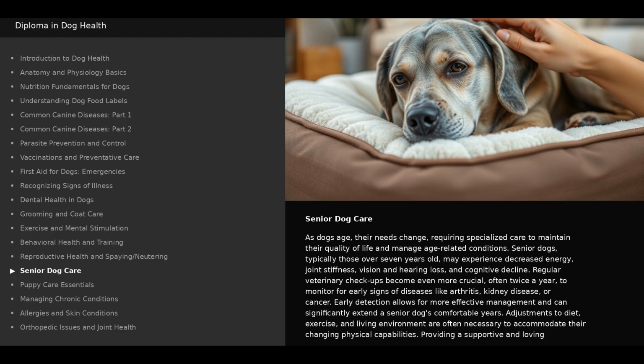arthritis, kidney disease, or cancer. Early detection allows for more effective management and can significantly extend a senior dog's comfortable years. Adjustments to diet, exercise, and living environment are often necessary to accommodate their changing physical capabilities. Providing a supportive and loving environment is paramount.